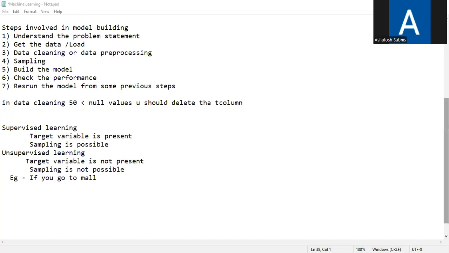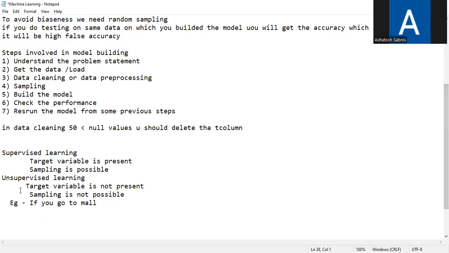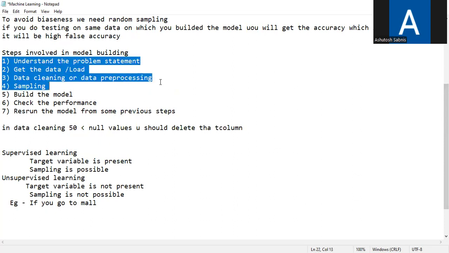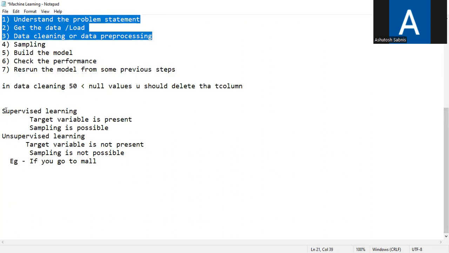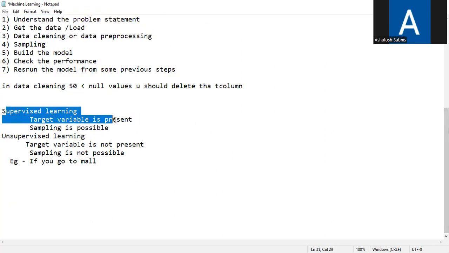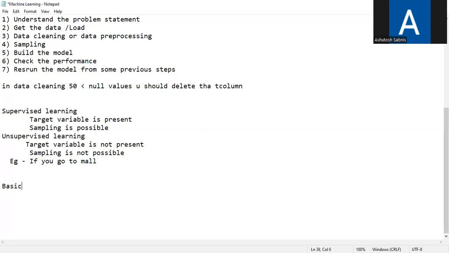In the last lecture, we studied what is meant by supervised learning, unsupervised learning, and the steps involved in model building. Till step 3, we have covered the practical. So in this video, we will see supervised learning. What are the algorithms in supervised learning? And if you haven't watched my previous videos, please watch them, as you will get the concepts that I have explained there. Okay, so let's proceed.